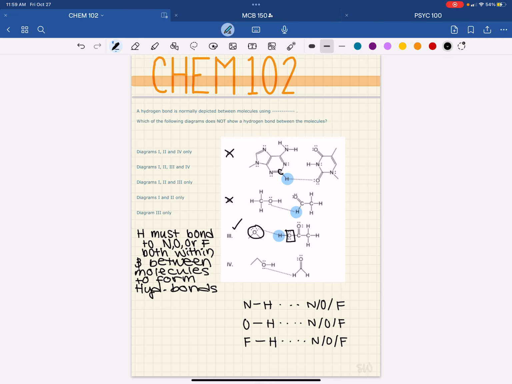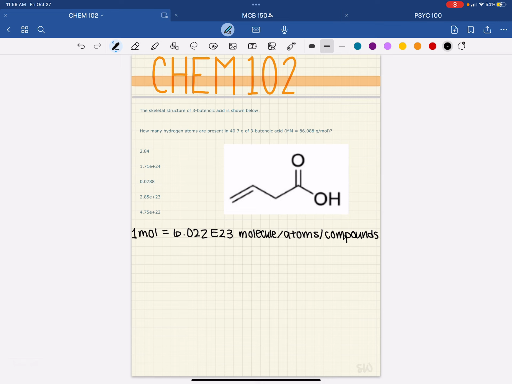And the fourth one, here's my hydrogen. This one doesn't work either because there's a carbon. It's connecting through a carbon, therefore it can't be a hydrogen bond. So 3 is the only one that does show hydrogen bonding. So we're looking for one that says 1, 2, and 4, which is right here. And that's our answer.